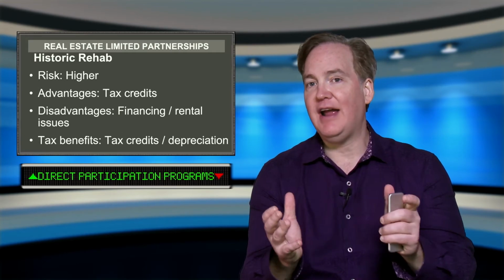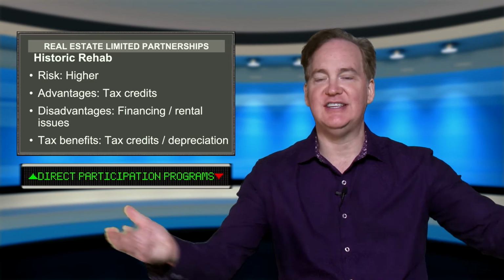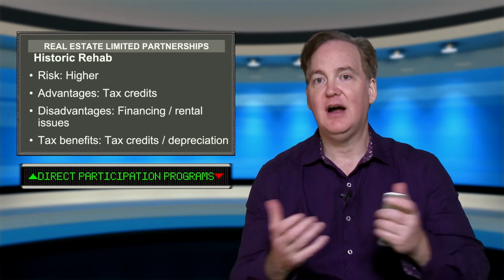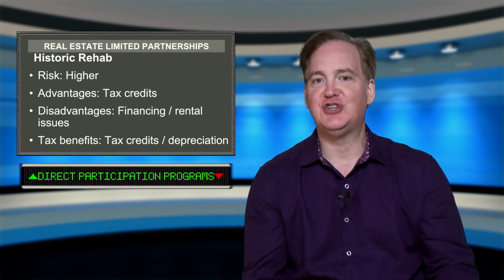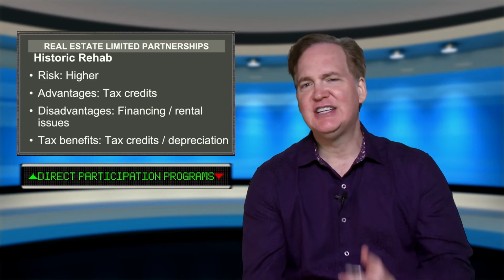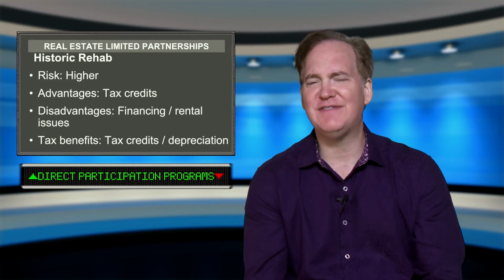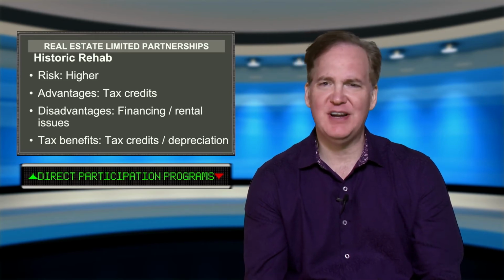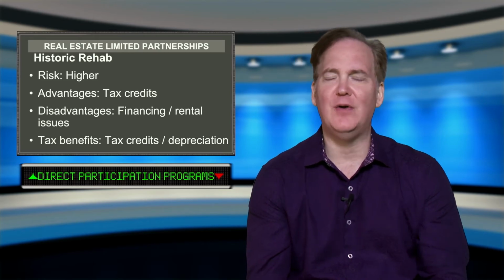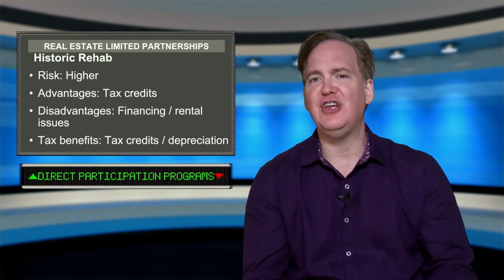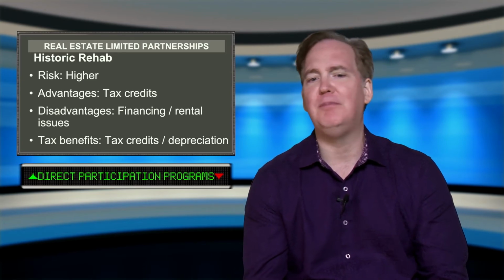Historic rehabilitation. Here you are buying the George Washington slept here type of property that is of historic significance. Significant risk here because it's hard to get financing for these properties, and it's hard to rent them out. You don't ultimately know what the use of these properties will be.